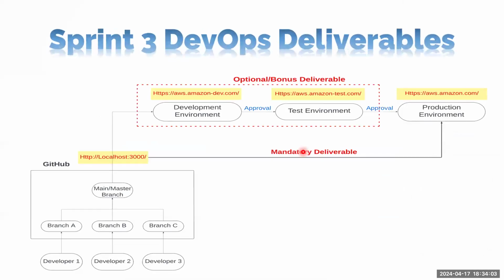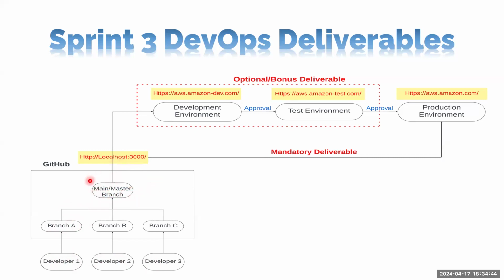Here I'm going to explain what we are expecting in a sprint 3 submission. Consider you are all developers, developing your project. Once you are done with your sprint code, you add it to your local branch, then create your pull request to the master branch. Once a scrum master or a team lead approves your changes, they get integrated into the master branch. This is the main branch of your project repository.